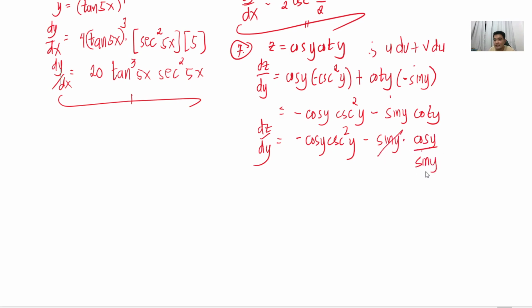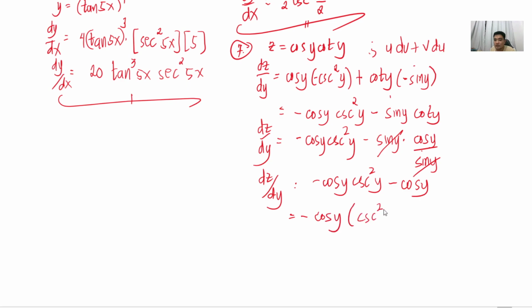So, pwede kong i-cancel si sine y. Diba? So, magiging dz over dy becomes negative cosine y, cosecant squared y minus cosine y. Then I can bring out negative cosine y. So, that is negative cosine y times cosecant squared y plus na, kasi nilabas ko si negative cosine, plus 1. Okay? So, that is the derivative of the said function. Nakuha yon?